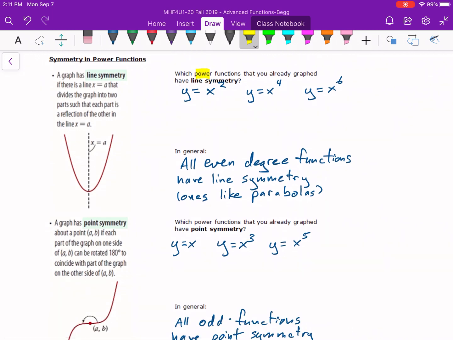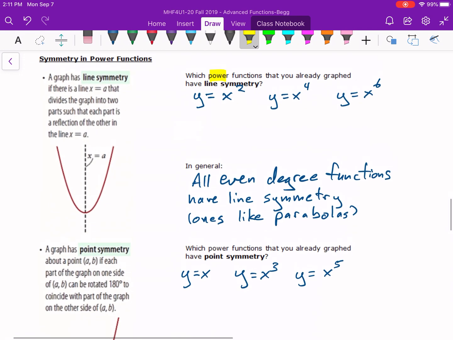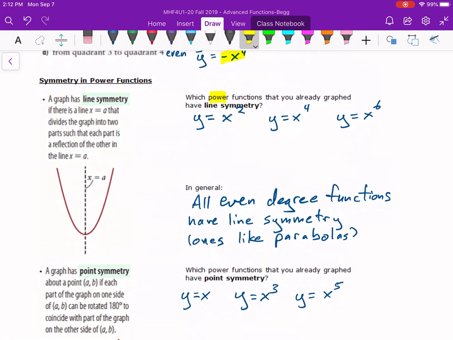Okay, symmetry in power functions. A graph has a line of symmetry if there is a line x equals a that divides the graph into two parts such that each part is a reflection of the other in the line x equals a. Think back to parabolas. Remember your axis of symmetry? That's really the kind of thing they're talking about. So if we have an axis of symmetry or a line of symmetry, that's what we're looking for. Well, what kinds of graphs had that line of symmetry? Well, the power functions that have even exponents.